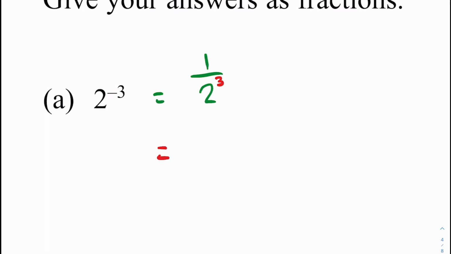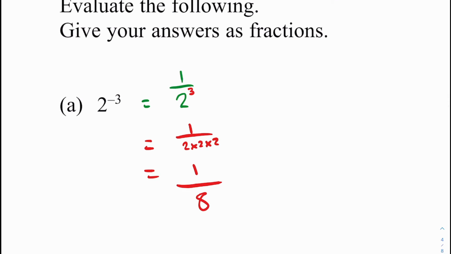So when we solve this, the 1 of course stays the same, and we've got 2 times 2 times 2, which is equal to 1 over 8. Okay, so when we've got a negative power, we write down our fraction 1 over the base, then we take away the negative sign, and we just write down the power 3.